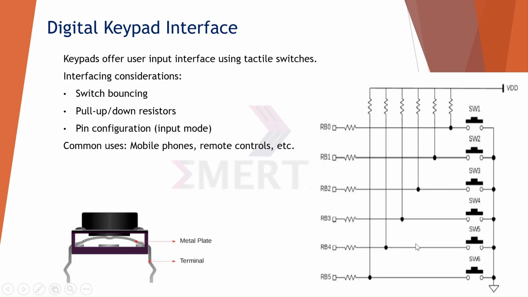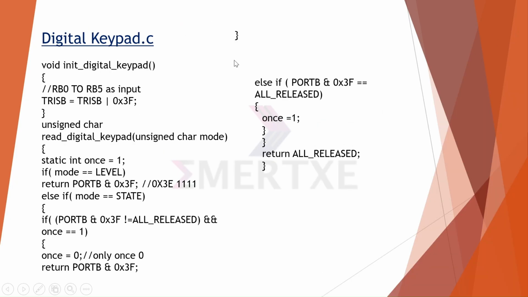Here is a simple configuration of the switches in our microcontroller. Switch 1 is connected to RB0, switch 2 is connected to RB1, switch 6 is connected to RB5, etc. Now we will see the code of the digital keypad.